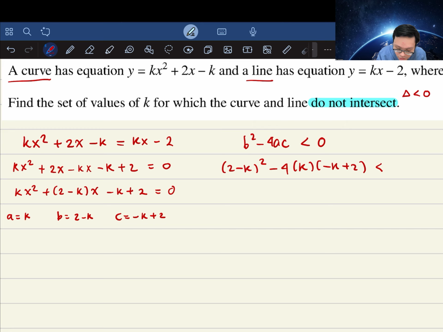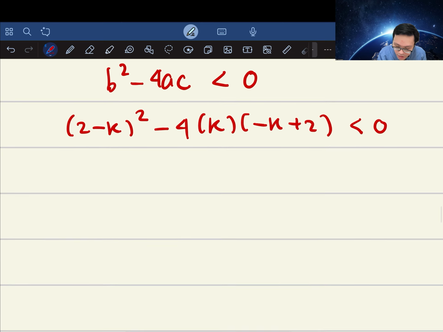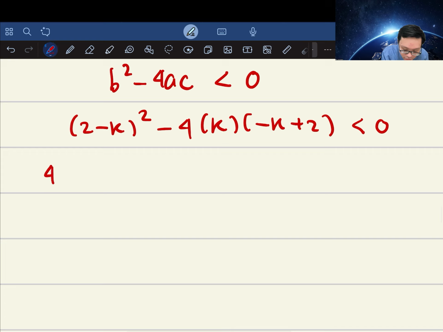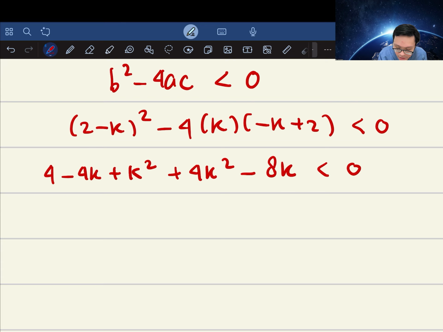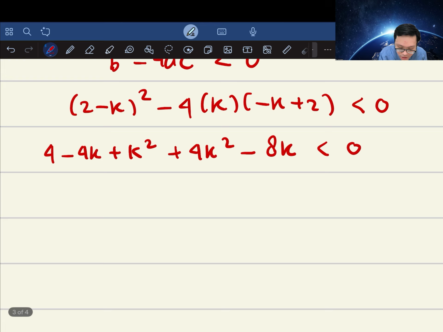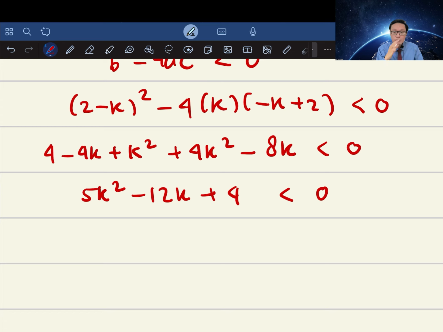From here, we plug in the b, 2 minus k squared minus 4 times a is k, c is minus k plus 2. Now, we expand this, we get 4 minus 4k plus k squared. And here we have minus 4k times minus k, you get plus 4k squared, and then minus 8k less than 0. So here we have 5k squared minus 12k plus 4 less than 0. Now, here we have a new quadratic inequality in terms of k.